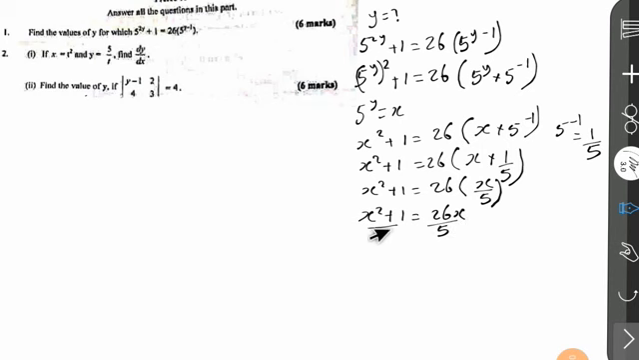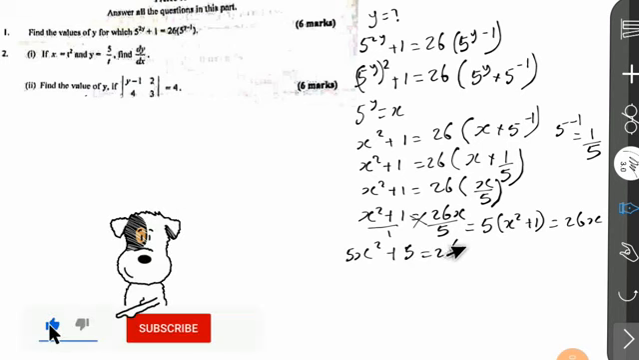You can make the left side a fraction too, and then cross multiply. When we multiply the 5 by the left side, we get 5 open bracket s squared plus 1 close bracket, which equals 26s. Now let's open the bracket: 5 times s squared gives 5s squared, plus 5 times 1 gives 5, so it equals 26s.